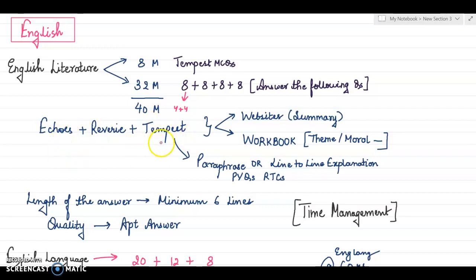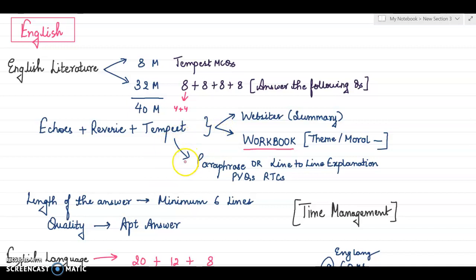Now, for all these three, you can refer to websites which give you the summary of these chapters and tell you how to write answers. You can also refer to your workbook. I know many of you neglect it and don't feel like reading from it, but it's important for you to read your workbook and answer the questions from there. The theme, morals, and the appropriateness of the title mentioned in this workbook will be helpful when you write your answers.